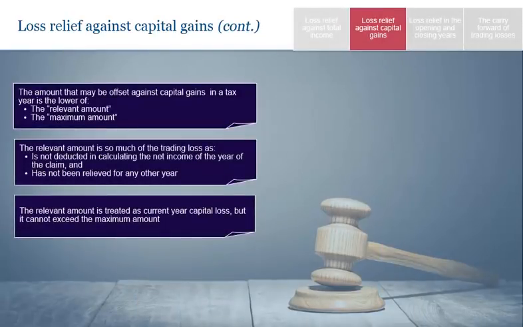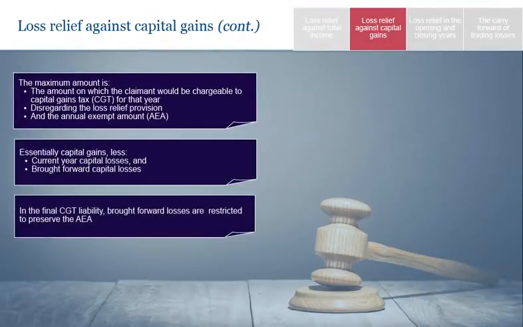Having identified the relevant years to use a trading loss against gains and identified that that's the same as those years available for relief against general income, then the amount of loss relief available against gains must be determined. This is essentially the lower of two figures, what's called the relevant and the maximum amounts. The relevant amount is the loss that remains after the necessary relief against general income that has to happen first, or indeed any amount that's already been used in another tax year, so what's left over.